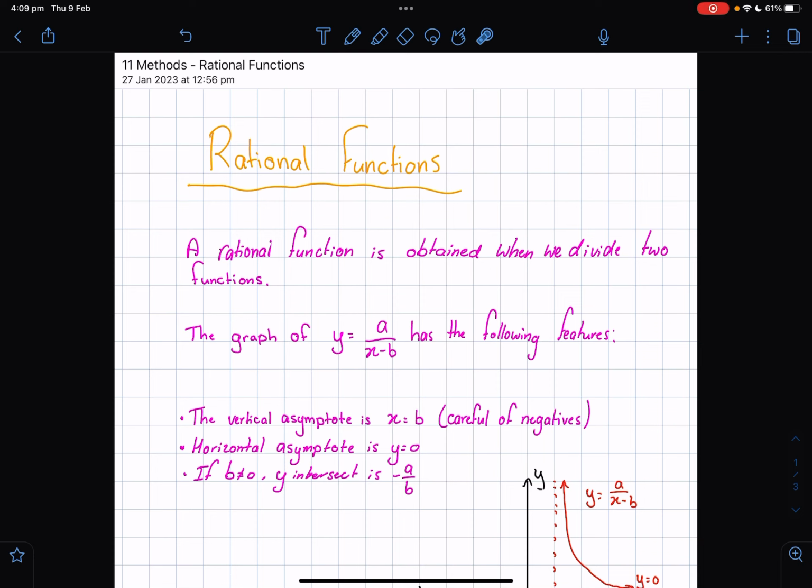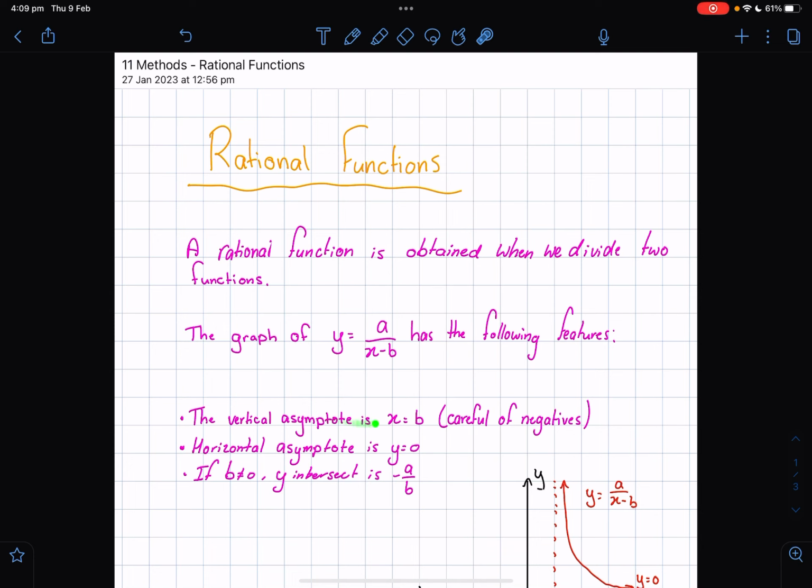So today we are going to be looking at rational functions, so a little bit different and a bit of an extension from reciprocal functions, but the premise still remains the same. A rational function is obtained when we divide two functions together, so it looks like a fraction. So we have a general function equation here. The graph of y equals a divided by x minus b has the following features.